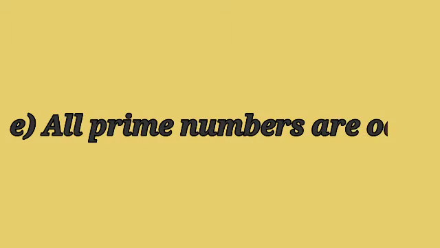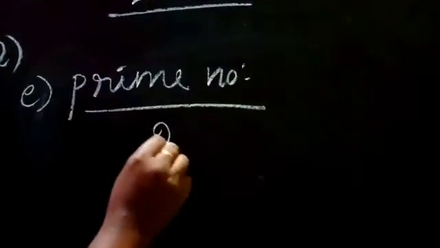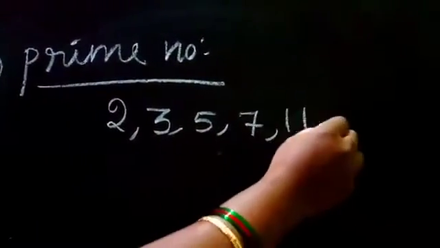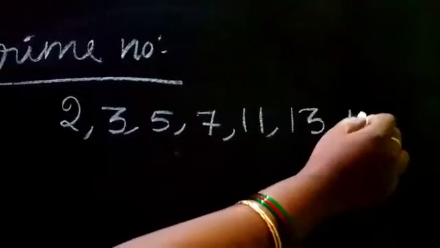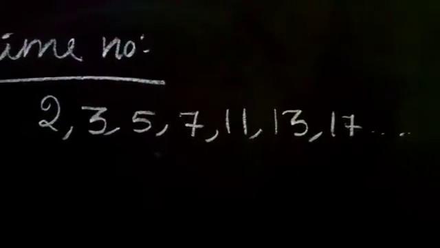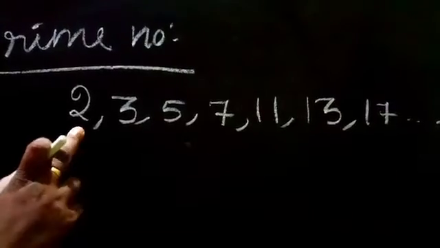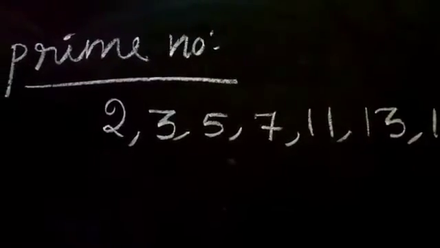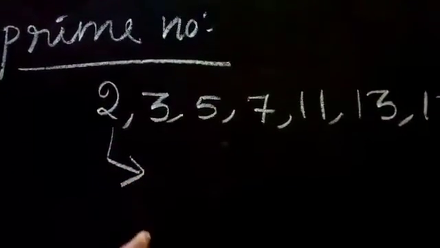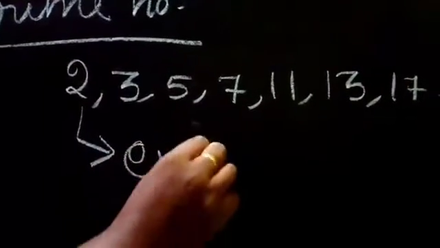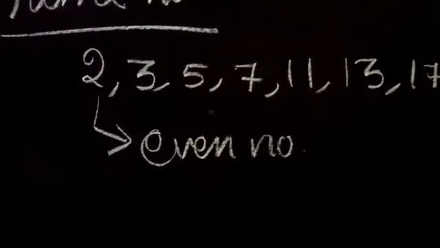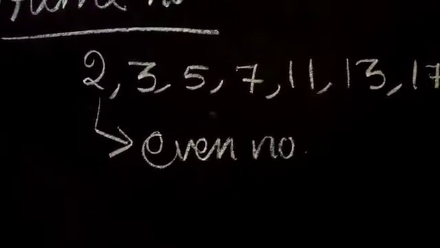E question is, all prime numbers are odd. Prime numbers start from 2, 3, 5, 7, 11, 13, 17, and so on. In this, 2 is an even number, 3 is an odd number, like this. 1 is not a prime number, and not a composite number either. So only the starting number is even. Therefore, our statement, all prime numbers are odd, is false.